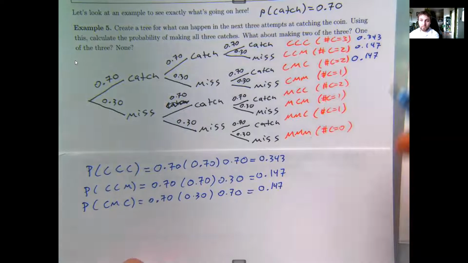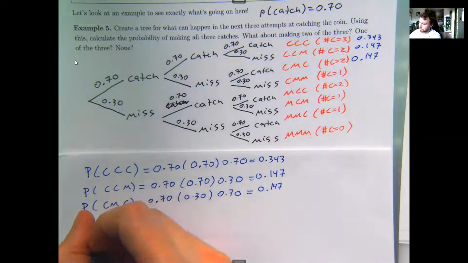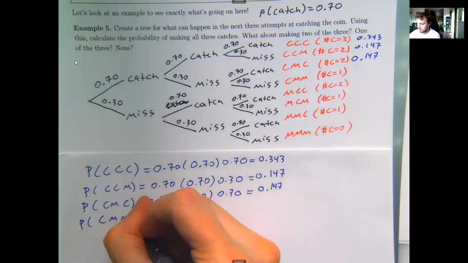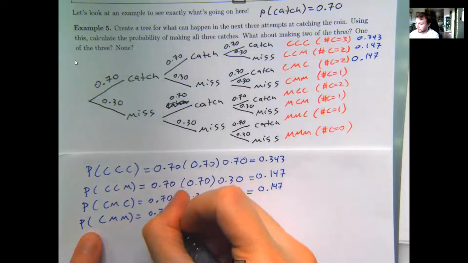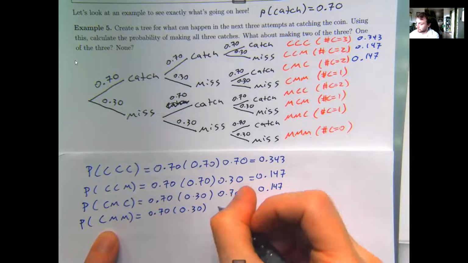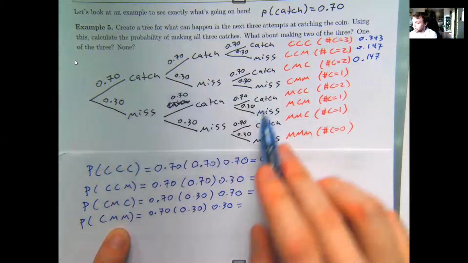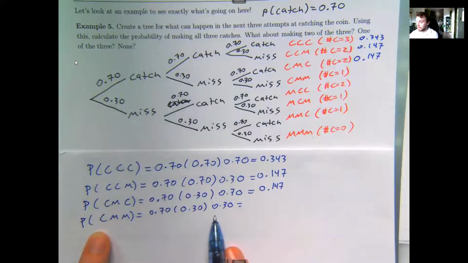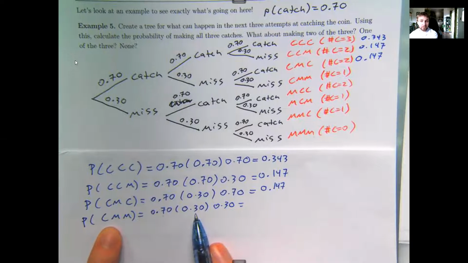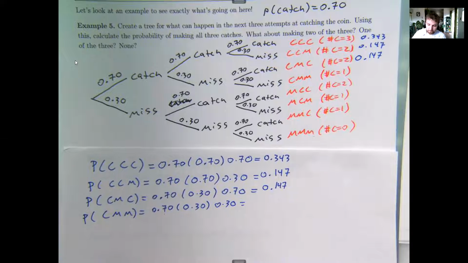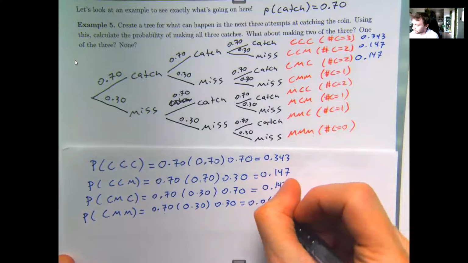And you might see this when you're working with a tree. You might see some of these probabilities repeat. That's okay. Catch, miss, miss. Catch, 70%. Miss, 30. Miss, 30. I'm multiplying the probabilities as you go. You can even see what these are when you start to list them out. Catch is 70. Miss is 30. Miss is 30. You are multiplying sequences. When I do this, I get a probability of 0.063.